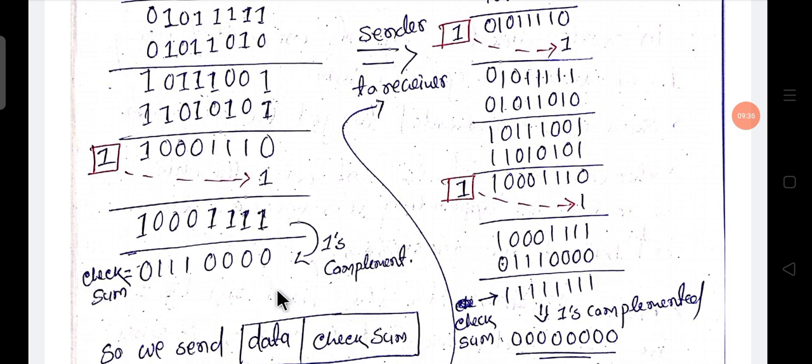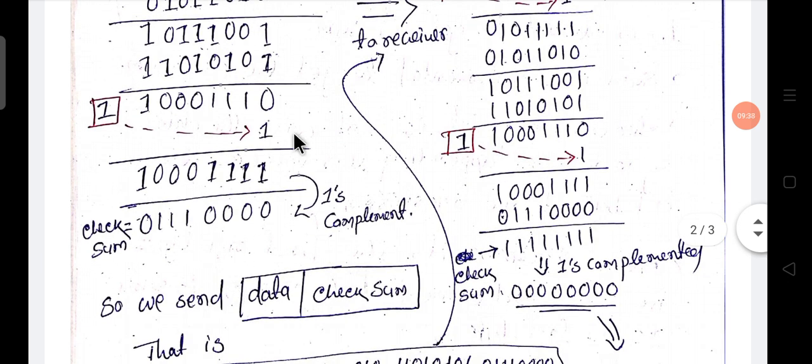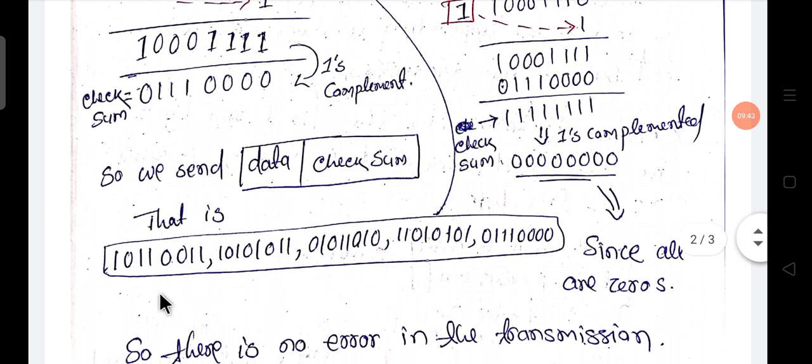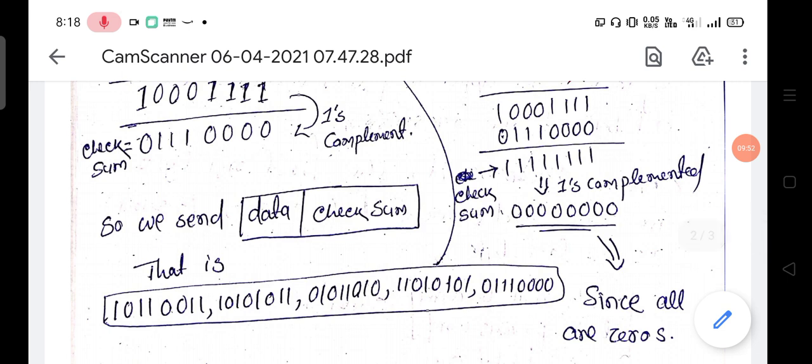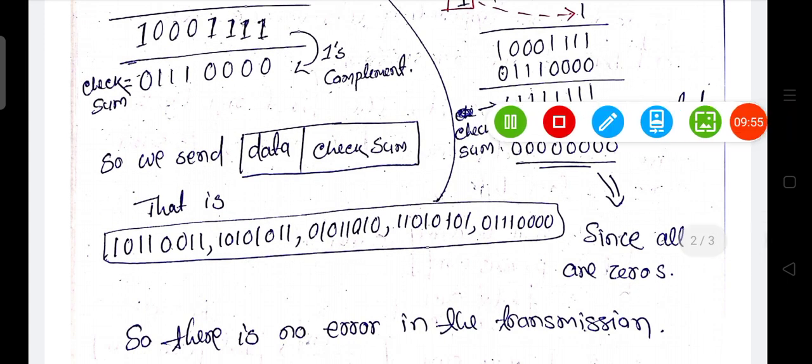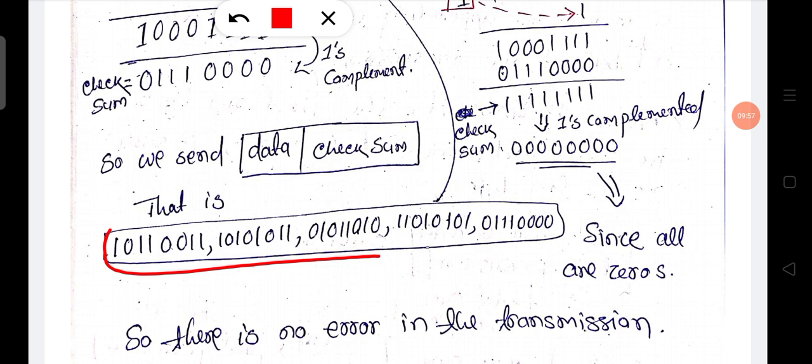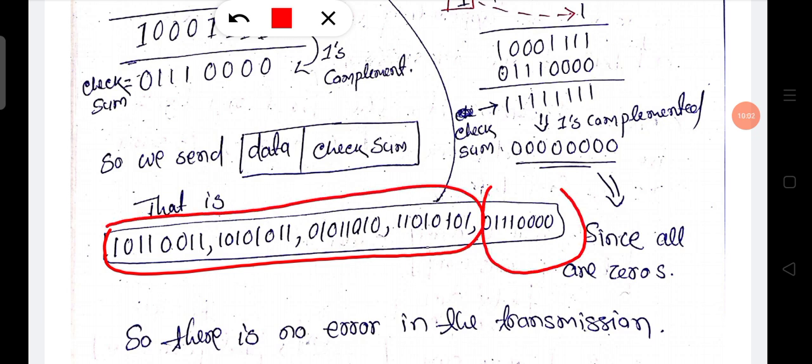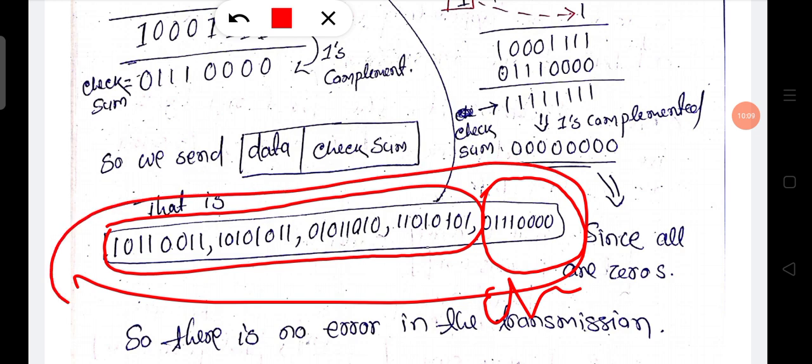So this is called our checksum, and we send data and checksum. These four sections are our data, and this section is our checksum. So this total we send to the receiver end.